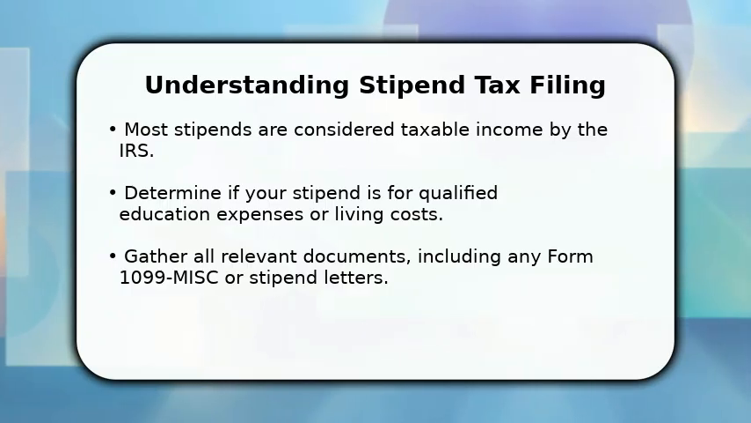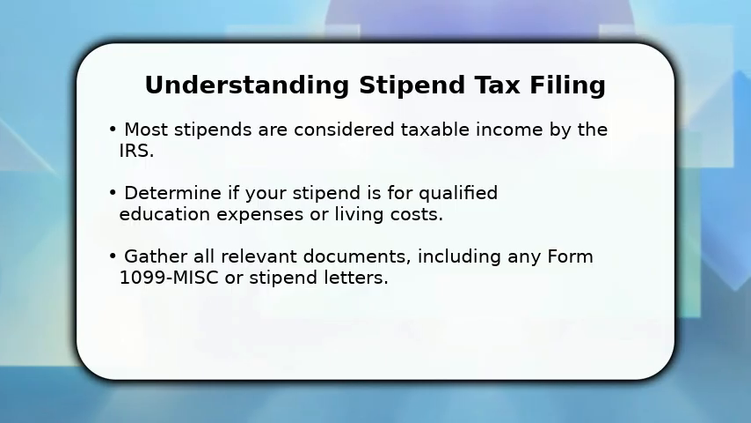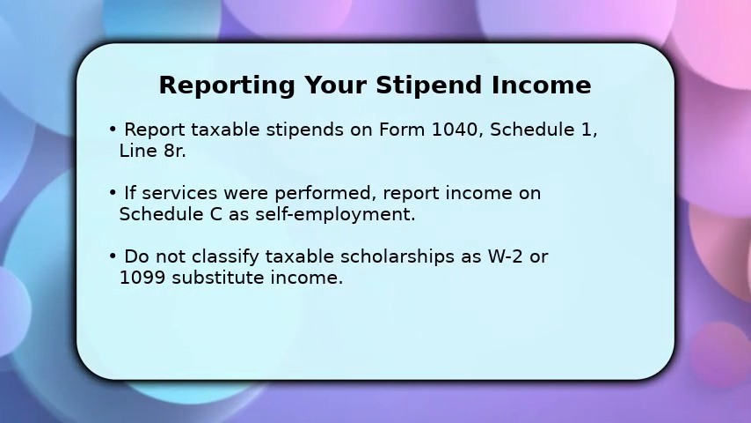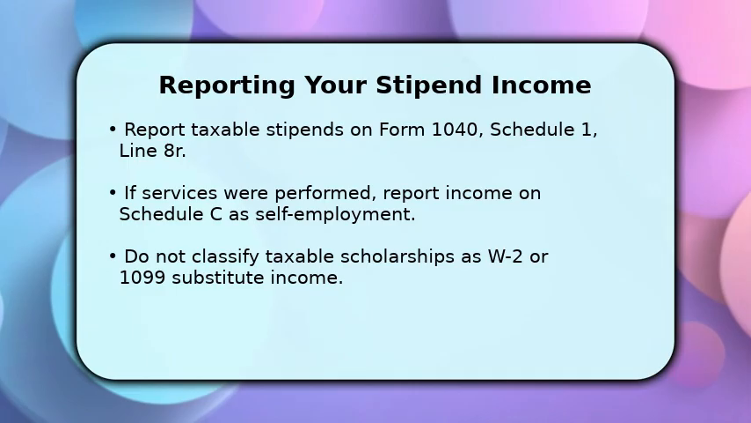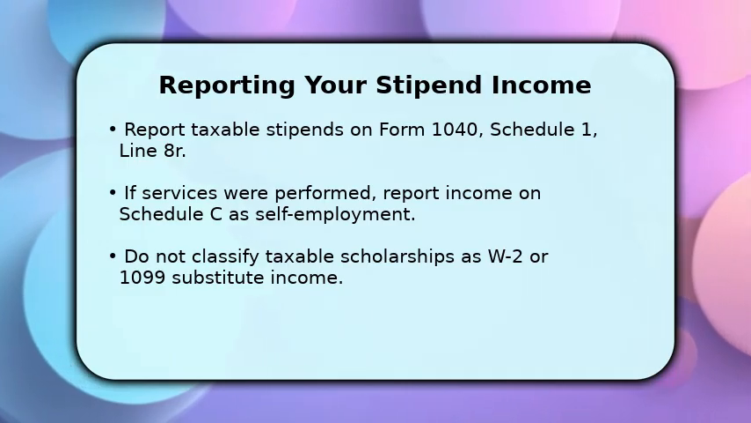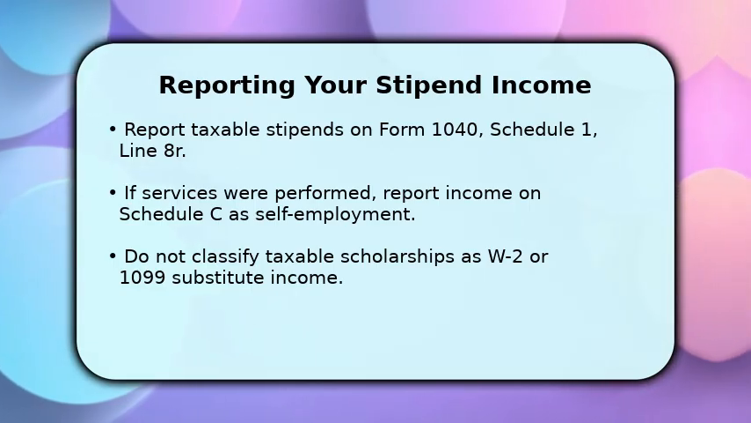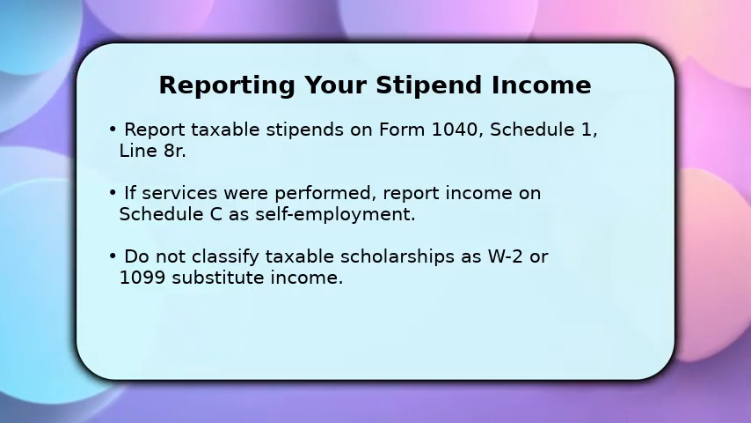Next, collect all necessary tax documents, such as Form 1099-MISC, Form 1099-NEC, or any official stipend letters you received, as these will detail your income. When reporting your stipend, the method depends on its purpose. If your stipend is a taxable scholarship or fellowship, report it on Form 1040, Schedule 1, Line 8R.